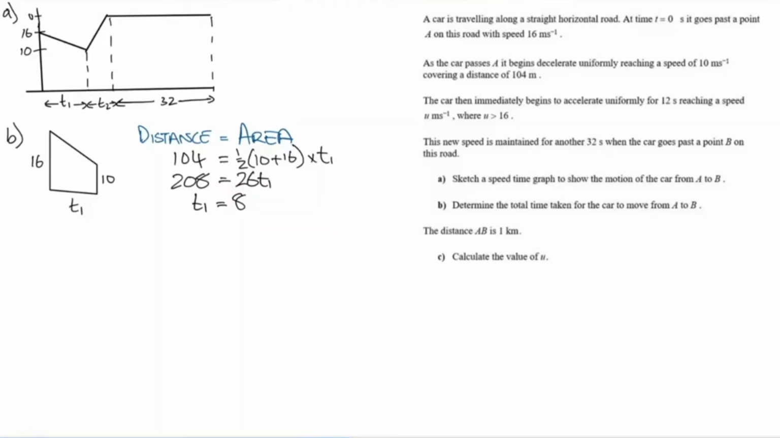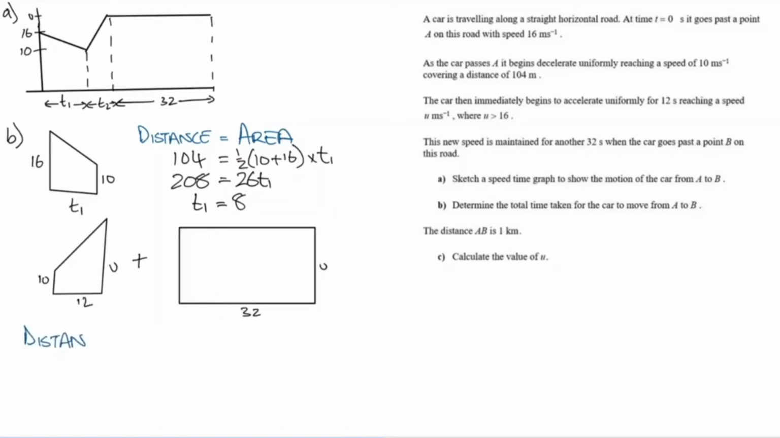In part C, we're asked to calculate the value of u, and we've been given the extra information that the distance AB is 1 kilometer. So the total distance for this whole journey is 1 kilometer, or 1,000 meters. So, since I know we've traveled 104 meters so far, these last two sections should have an area of 1,000 meters subtract the 104 meters. So I'll go again with our diagrams. I can label them and just solve this geometrically. So the total distance should be the area of this trapezium plus the area of this rectangle.